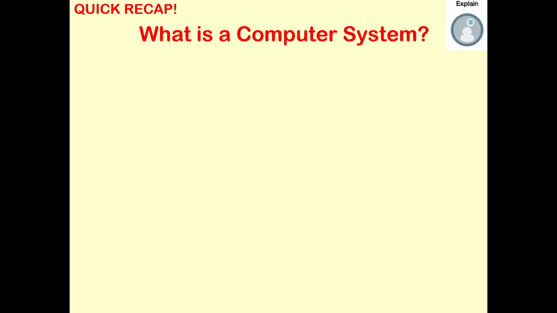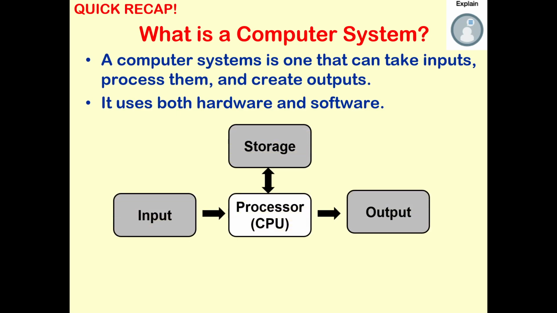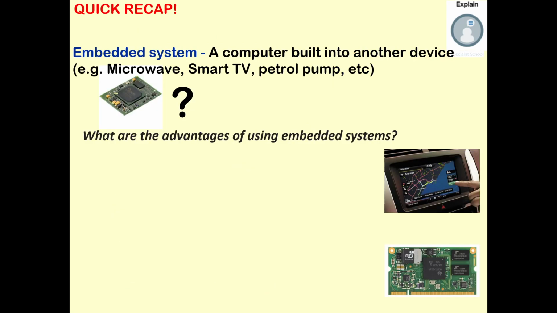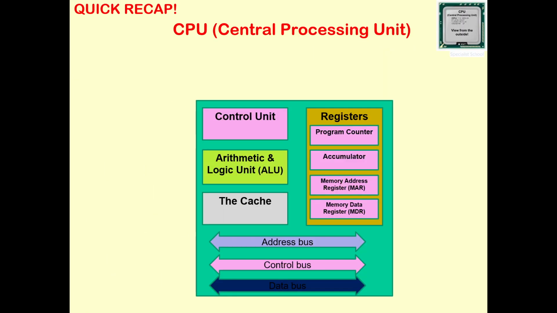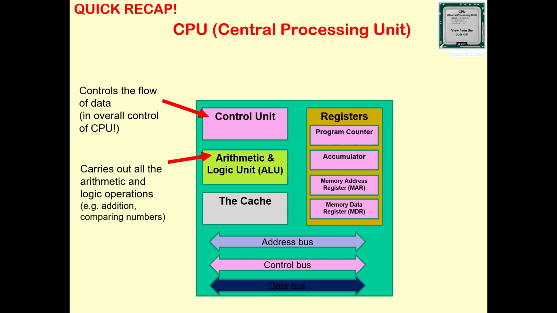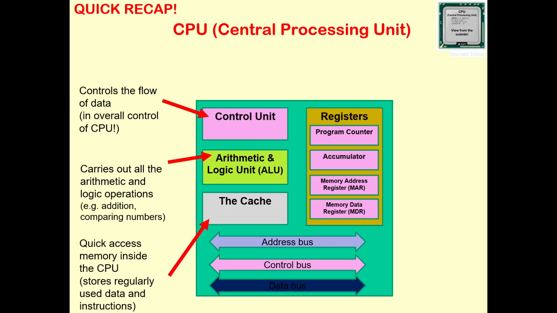Okay, last session we looked very quickly at what a computer system is, the basics, made up of hardware and software, takes inputs, processes, creates outputs. And we looked at what different types of computer systems are, including embedded systems. Embedded systems have a limited number of functions, require less power, and can be used cheaper, less powerful processors. And we also looked at the main parts of the CPU, the control unit, controls the flow of data, the arithmetic unit carries out logic operations, and the cache. Quick access memory stores regularly used data.